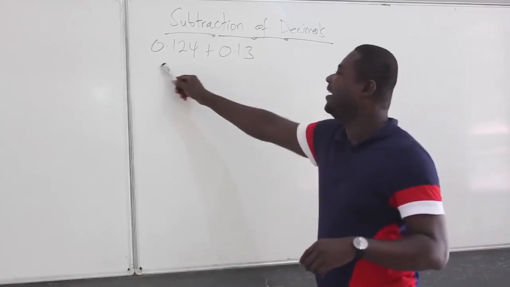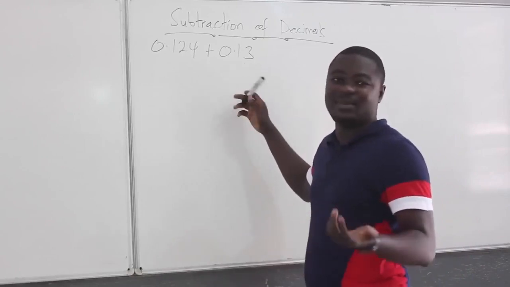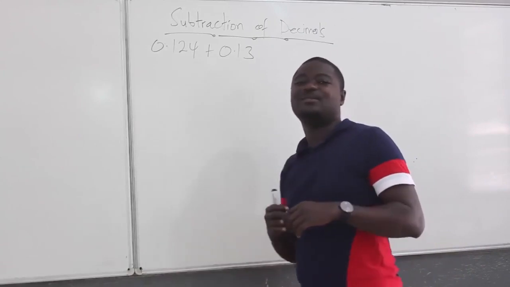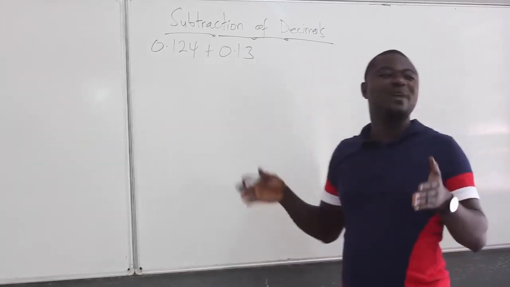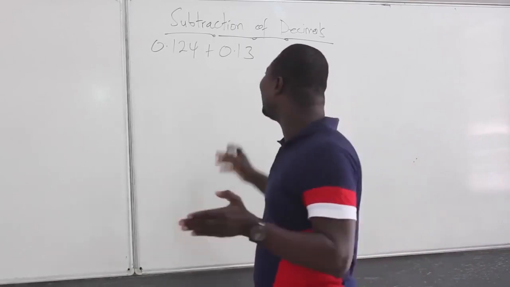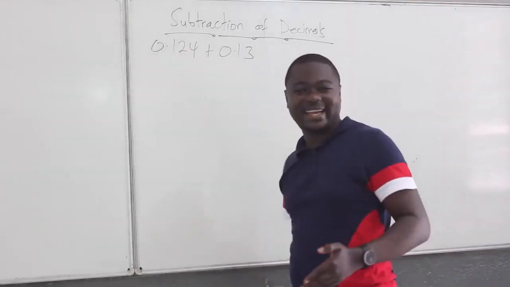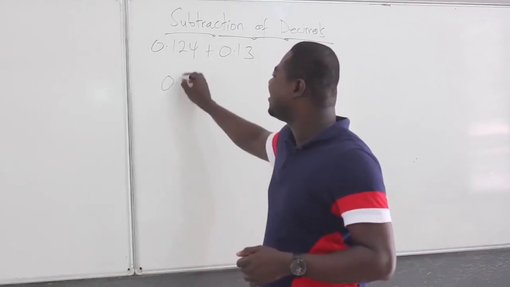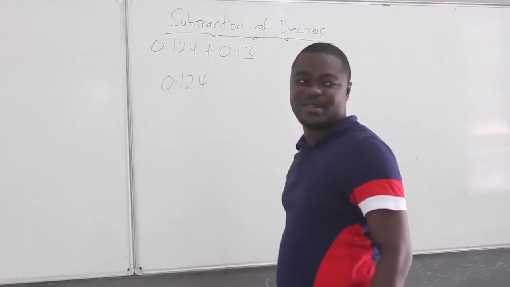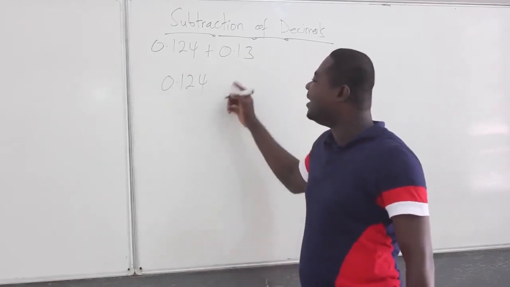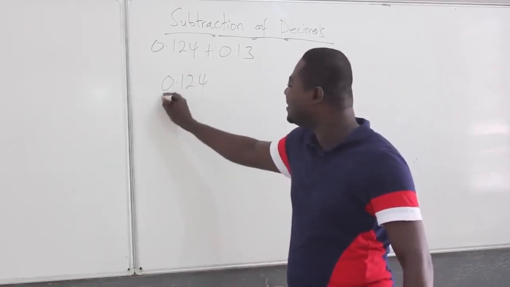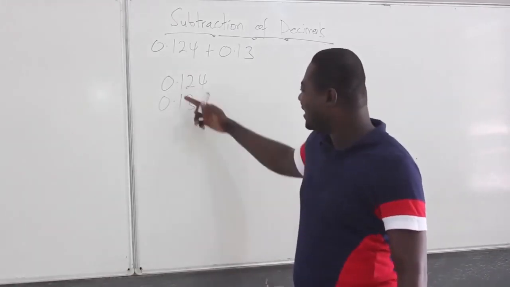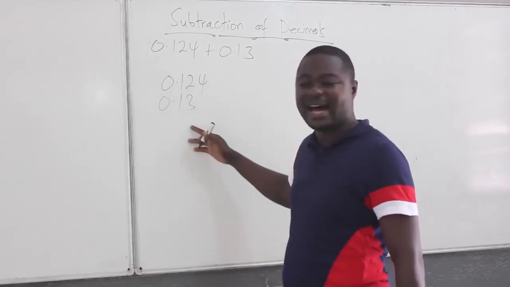We have a 3-digit and a 2-digit decimal. So there's a thousandths decimal and there's a hundredths decimal. So here, what you do is make sure you arrange it so that the points are all in line. So let's go. We have 0.124. Then 0.13. I make sure my points are in line. So 0.13. You see, the points are in line. I can then add them.